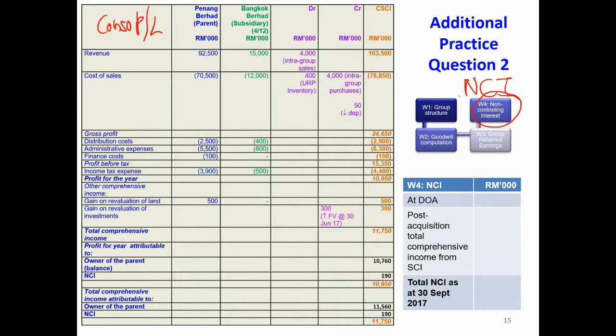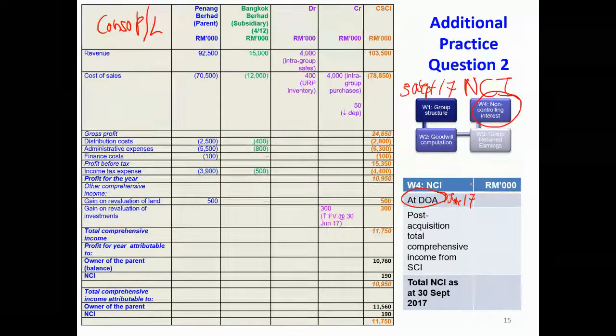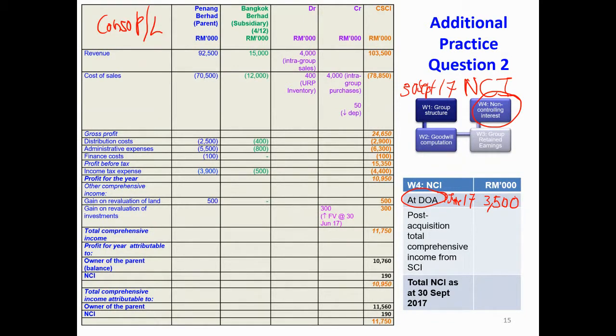Okay, this NCI is when on your balance sheet date, which is 30th September 17. So this is when you are supposed to calculate your non-controlling interest. Okay, non-controlling interest, you can see we calculated earlier on already, 1st June 17. We use the fair value method, right? We times by the share of subsea. And on 1st June, we know that your NCI is worth 3.5 million. Correct. This is the answer last week. So you have to refer back to goodwill, get the answer, 3.5 million.